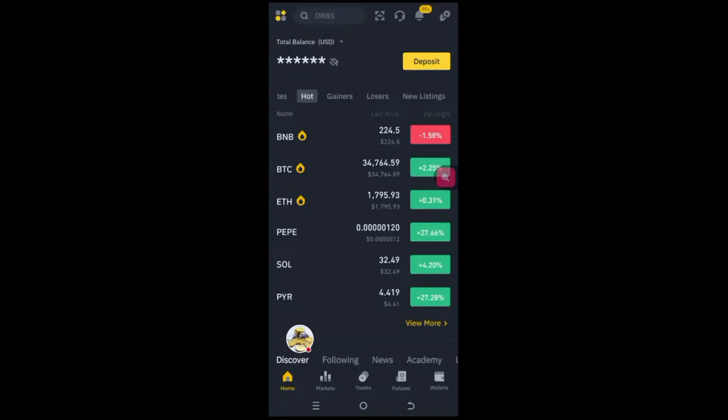But I'm going to go with gainers, right? I'm going with gainers. The reason why I love to go with gainers is because, not as if I'm so sure, but at least, coupled with technical analysis, I should be able to get it.